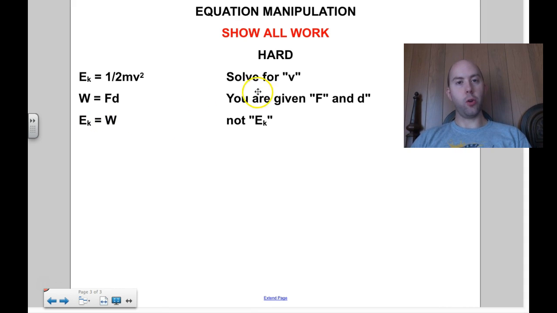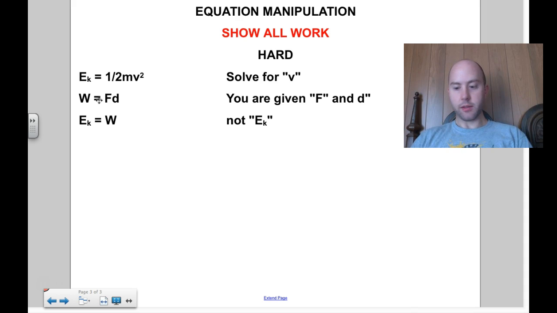So here's the goal. The goal is to solve for velocity, but I'm not given kinetic energy. I do have the 1/2, I do have mass, but I don't have the kinetic energy. What I do have is force and distance, F and D. So my goal is to solve for V, velocity, and I'm given force and distance, not EK. One of the problems people get is they go, oh, I don't have kinetic energy, I can't solve this. You can, because if kinetic energy equals work, and work equals kinetic energy, well, that means I can write it like this.